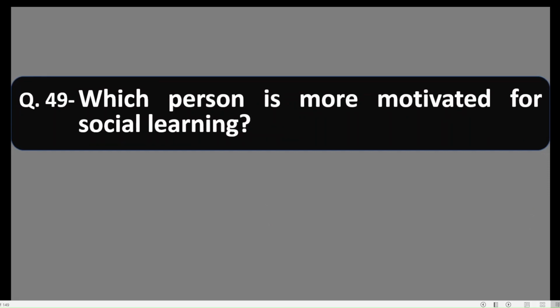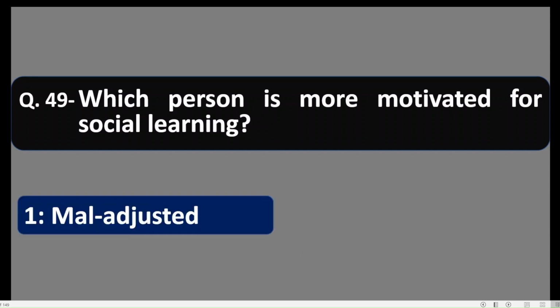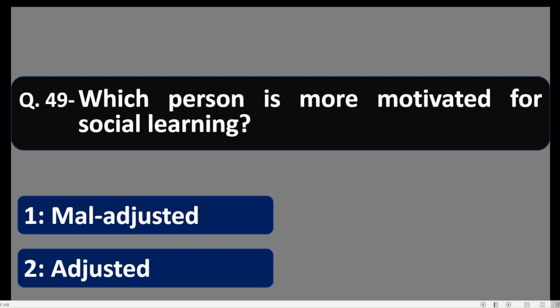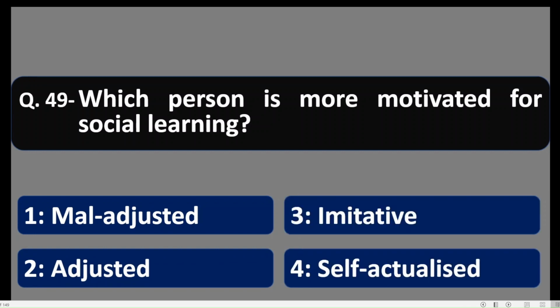Question number 49. Which person is more motivated for social learning? Maladjusted, adjusted, imitative, self-actualized. Friends, social learning theory was developed by Bandura, and social learning is also known as observational learning. So in social learning, observation and imitation are the most important factors. So the person who is imitative can be more motivated for social learning. Option 3 is correct.